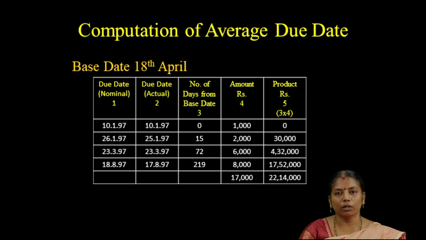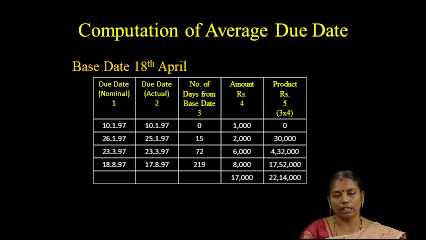Third one is 23/3/97 and the due date is 23/3/97. From the 18th April to 23/3/97, the number of days will be 72. The amount is 6,000. So 72 into 6,000 means 4,32,000.